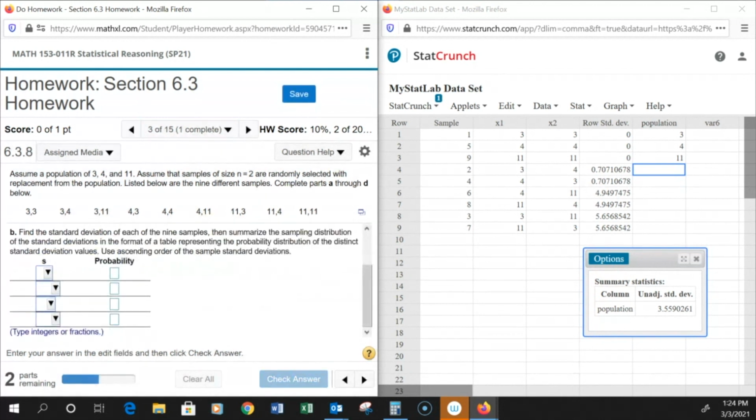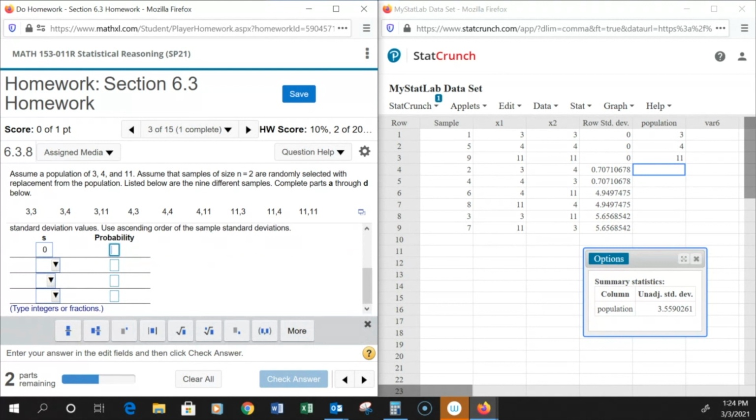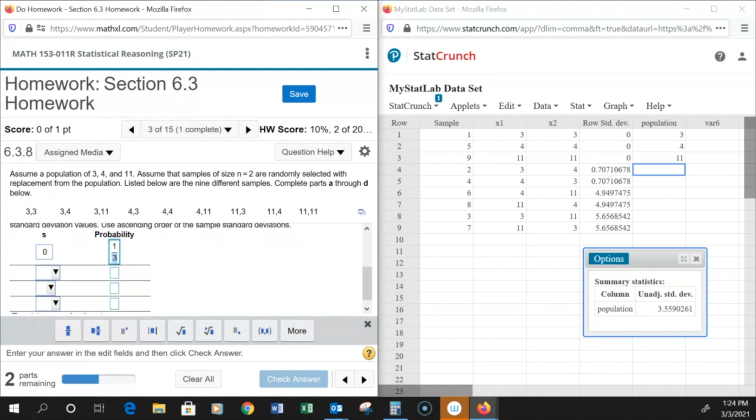They love me. Find the standard deviation of each of the 9 samples. I already did it. I even sorted it. I'm way ahead of you guys. So the first one we can see is 0. I'm just looking at the value right there, and then I'm counting it. There's 3 of them out of 9. There are 9 possible samples. So 3 out of 9 reduces nicely to 1 out of 3.